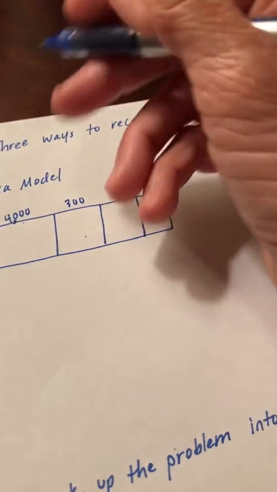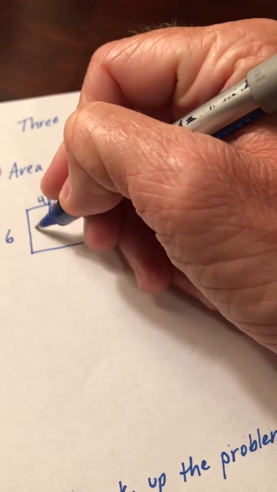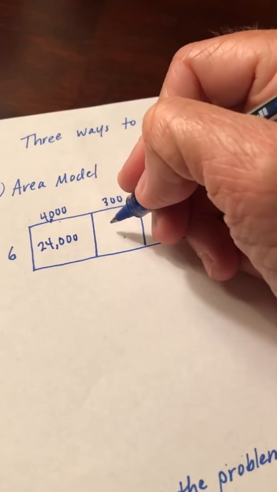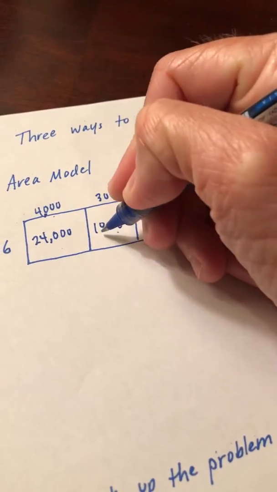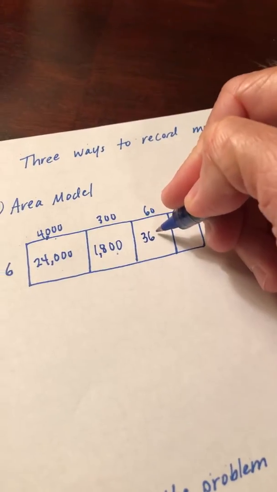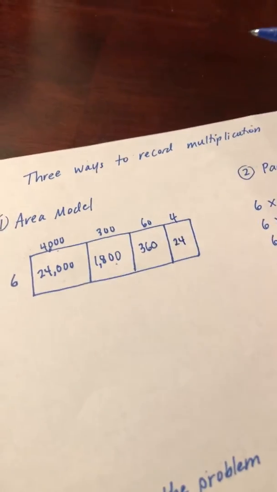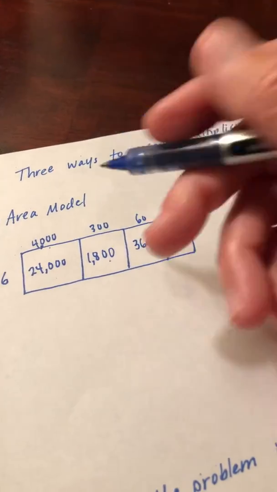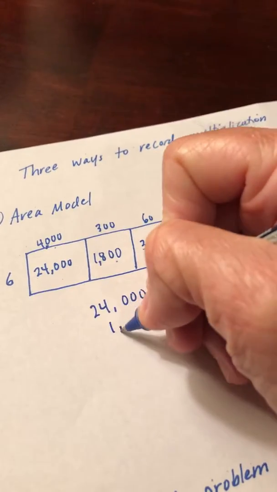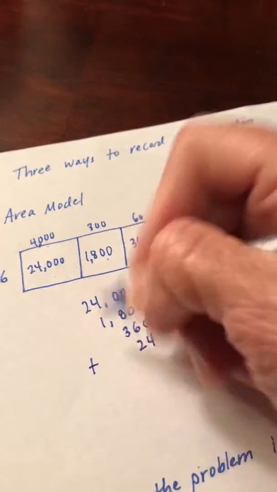So 6 times 4,000, even though it's a large number, is not a difficult multiplication problem. 6 times 4 is 24,000. 6 times 300 is 1,800. 6 times 60 is 36 tens, which is 360. And 6 times 4 is 24. Okay, those are my partial products, and to get my final answer, I'm going to put all these together, making sure I line them up carefully. So 24,000, 1,800, 360, and 24.